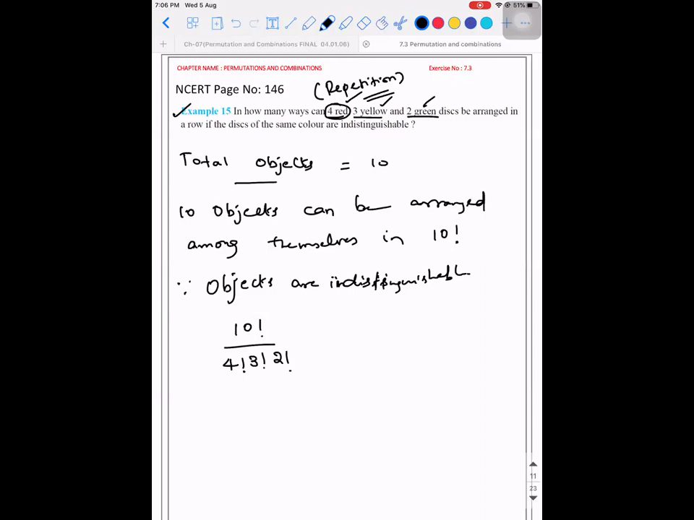Sir, how 10 objects, sir? How many are there? 9 only, huh? 9, sir. Sorry, sir. Yes, sir. Okay, sorry. Just 9. So what will it be? 9 factorial divided by 4 factorial into 3 factorial into 2 factorial.